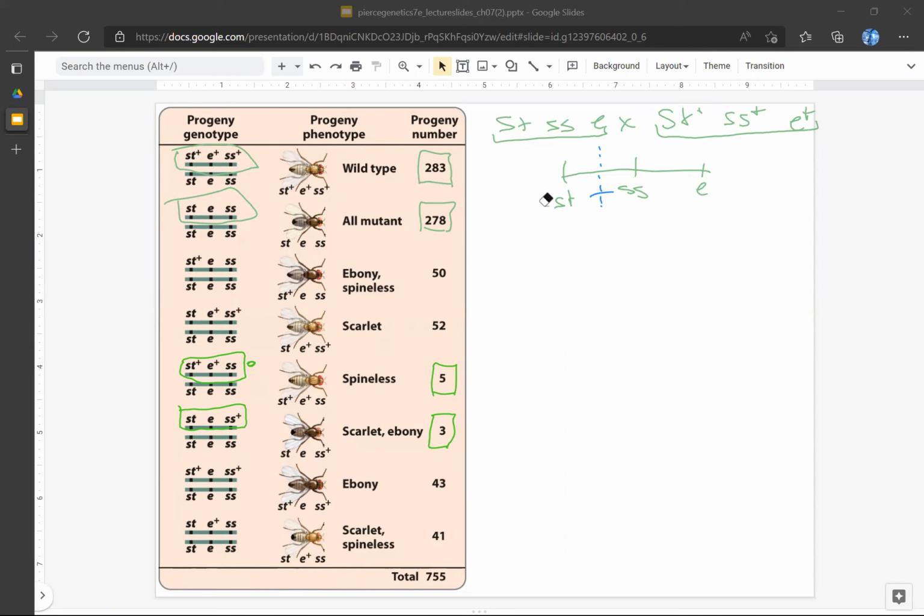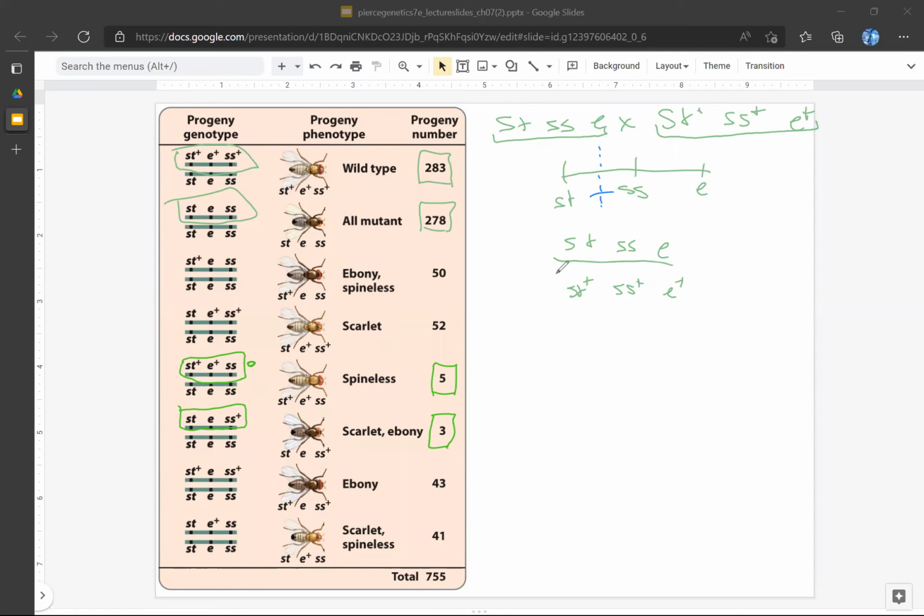So let's redraw our cross. Sorry for not being better about this. So we have our guy. Oh, that's what I did wrong. Okay, never mind. So we have our first parent that was ST, SS, E. And we have our second parent who is ST plus, SS plus, and E plus. Oh, I also forgot the line. Goodness gracious.